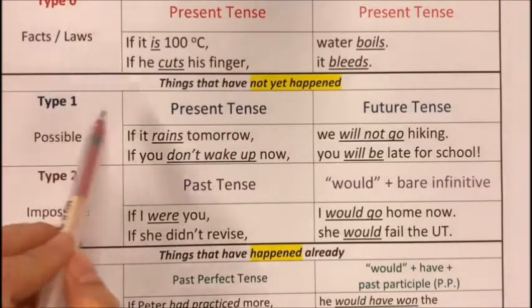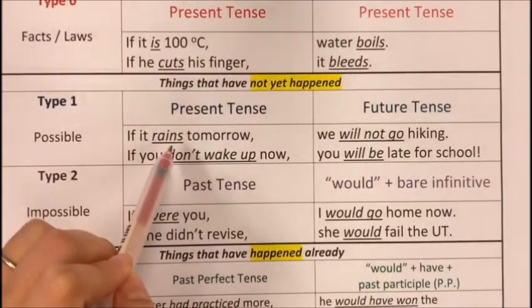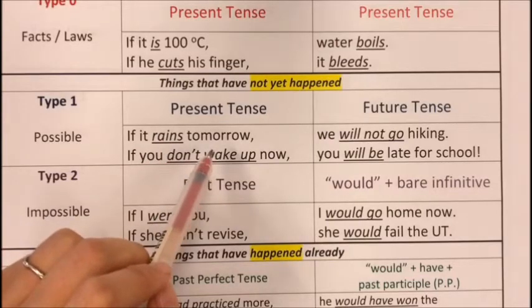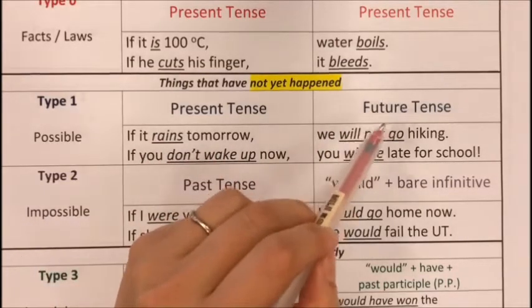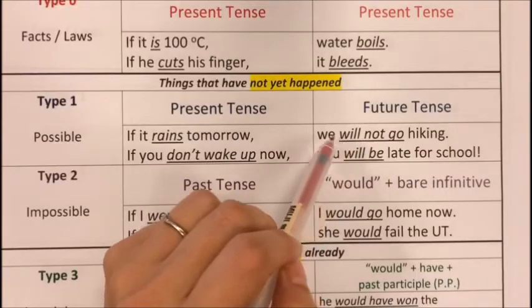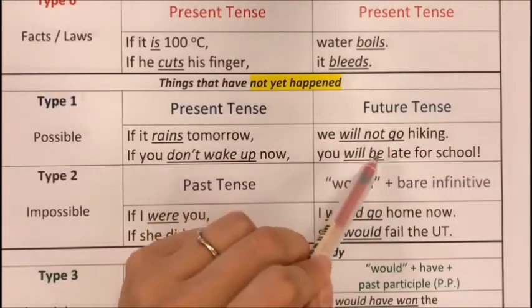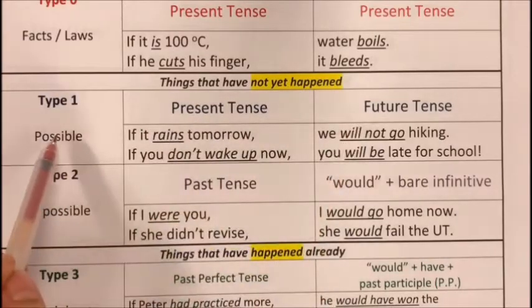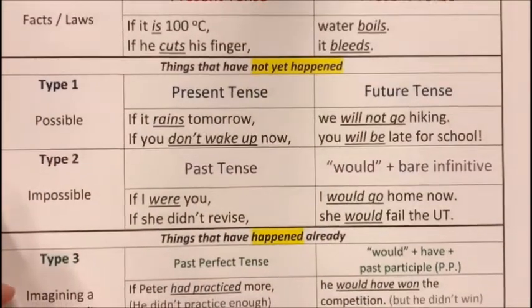This is type 1. And we use simple present tense in the if clause: if it rains, if you don't wake up. And then we use future tense in the result: we will not go hiking, you will be late. Okay? Present tense and future tense. Type 1. What about type 2?